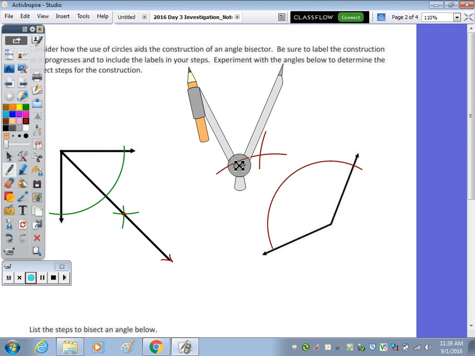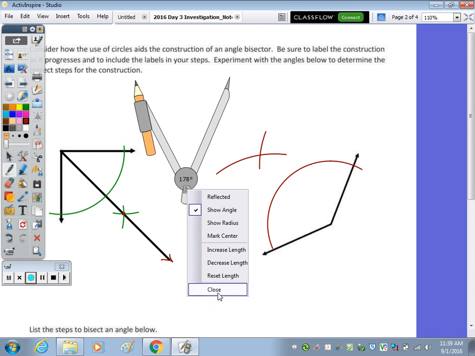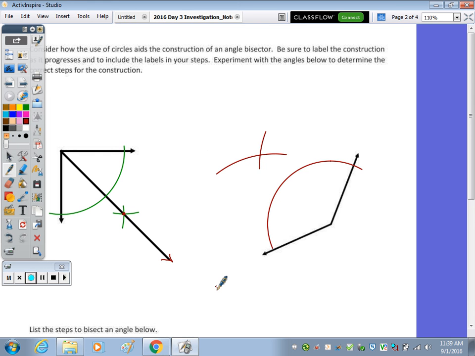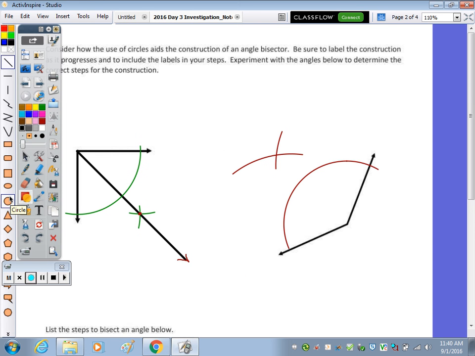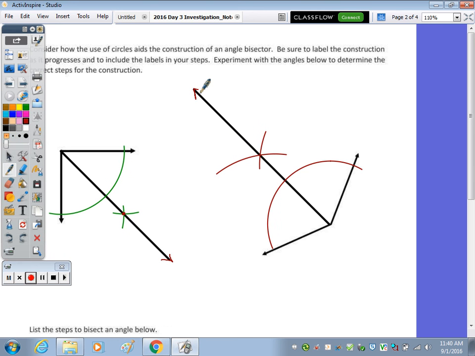Okay. So now I'm done with the tool. I'm going to close that, and through that point of intersection, I'm going to draw my ray. Now I'm actually going to take out the protractor tool so that we can verify that we did, in fact, bisect the given angle.